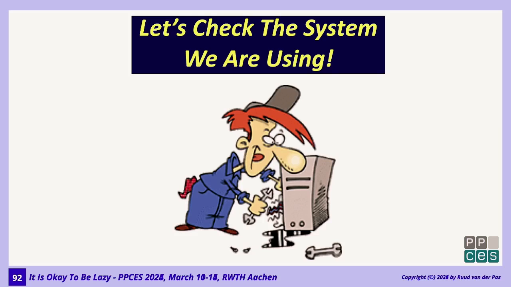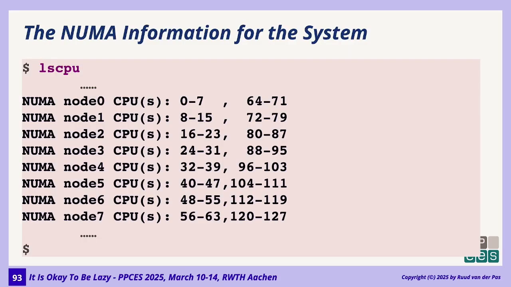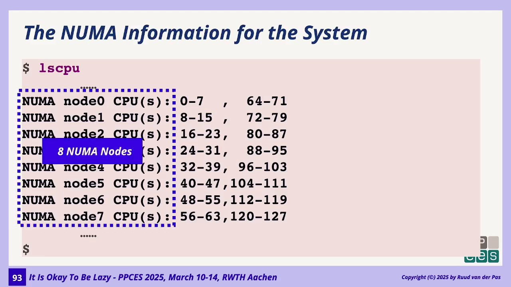Now let's start looking at the system that we're using. And two of my favorite commands are lscpu and numactl. lscpu will show you a block like this. It shows a lot of things, but it will show you a block. And we have 8 lines. It means we have 8 NUMA nodes in this system.